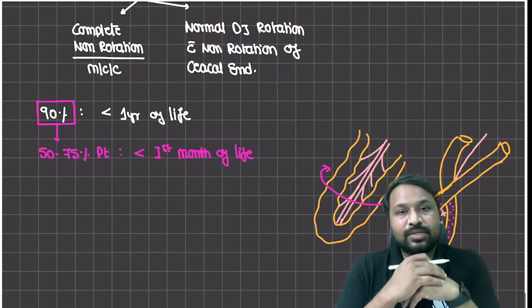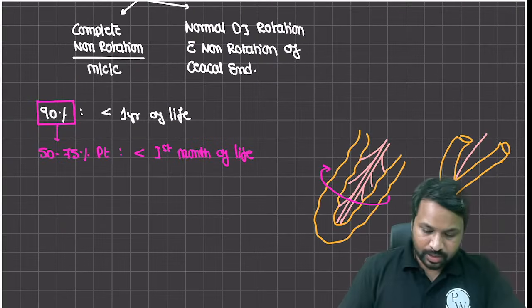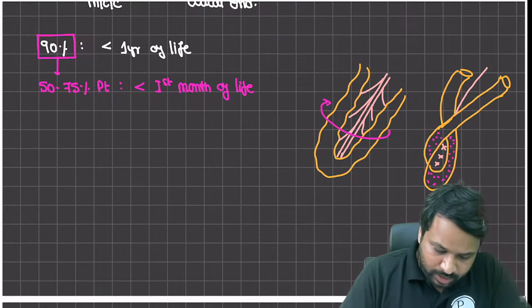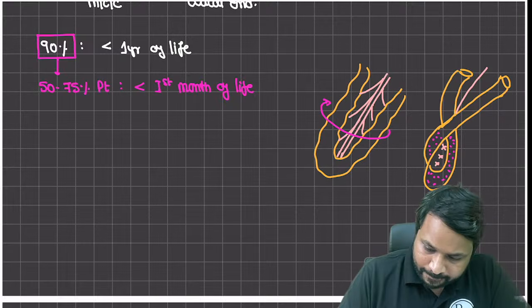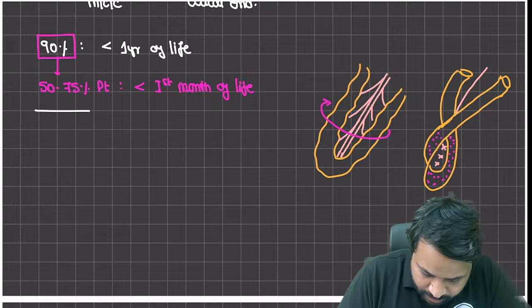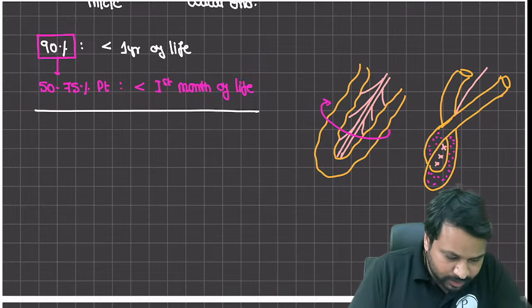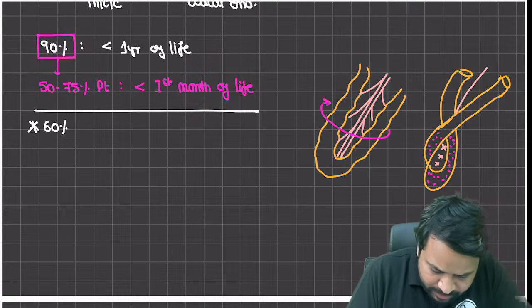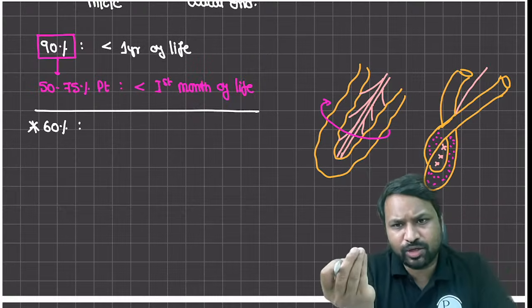Once the volvulus takes place, this is what you're going to notice, right? So this is the overall orientation of your midgut volvulus. Now, how will they present to you? If the baby lands up with midgut volvulus, remember, more than 60% of these babies will present with bowel obstruction. Volvulus is basically obstruction only.